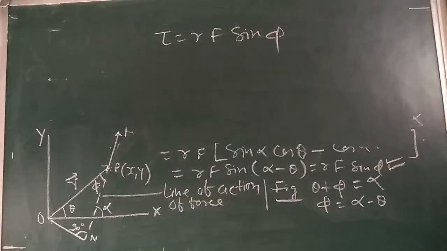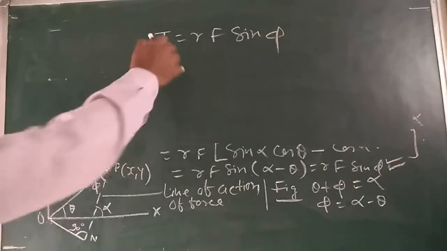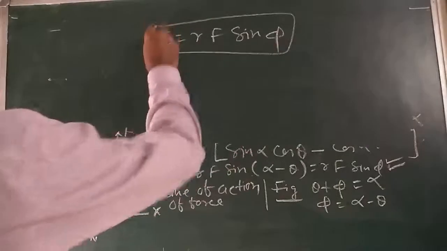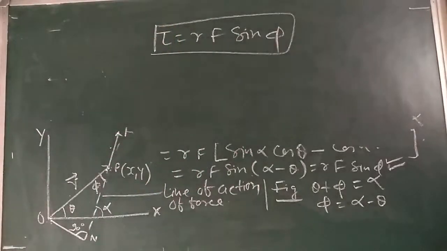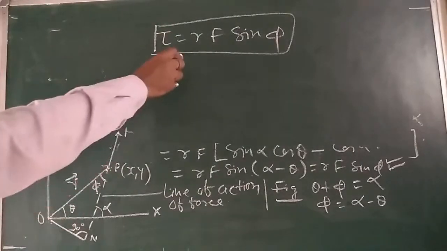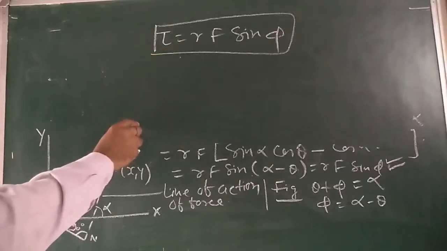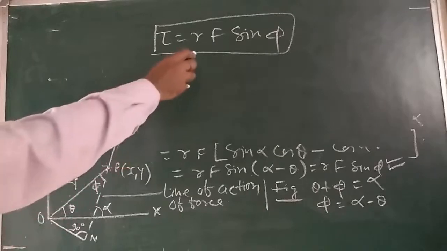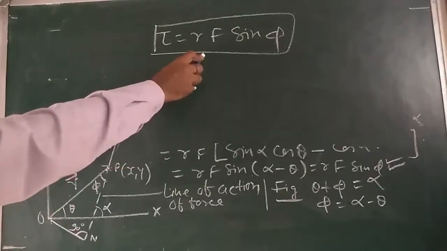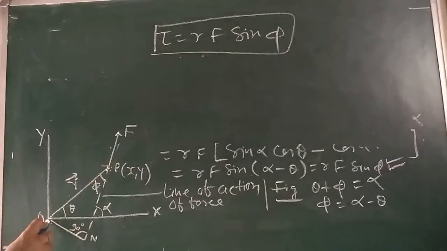Okay, so this is the expression for the torque in the polar coordinate system. It's a very important result. Write down: torque is equal to r F sin phi. This equation shows that the ability of F to rotate the body depends not only on the magnitude of F but also on just how far from this point O the force is applied.